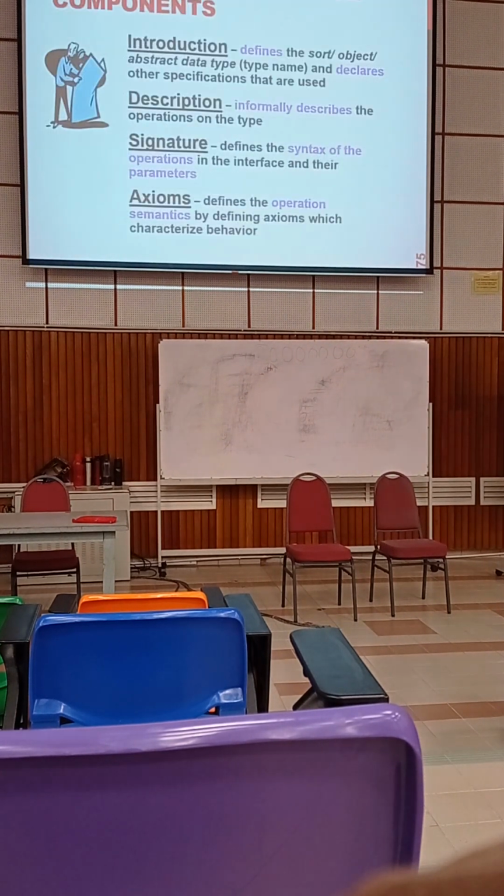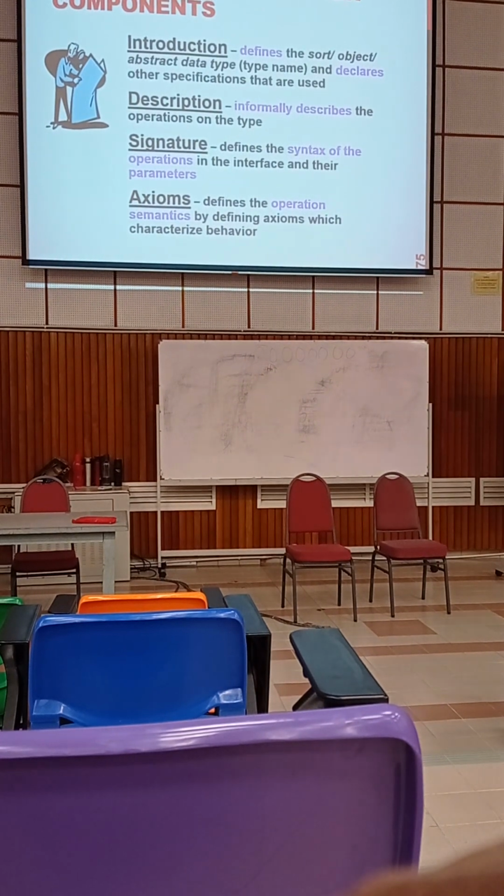Okay, let's continue. So introduction, description. I have gone through all this just now, so again, just to summarize. This defines the sort of object you are creating. Description, just describe briefly what kind of object it is. And then signature defines the syntax of the operation. The syntax here is the data type, what kind of object it is. Then here you can actually define the operations. So you can actually show the operations over here. Usually operation is in the form of assignment, equal, whatever.